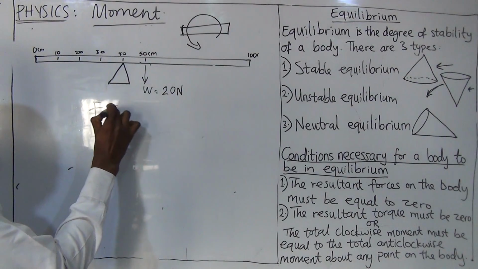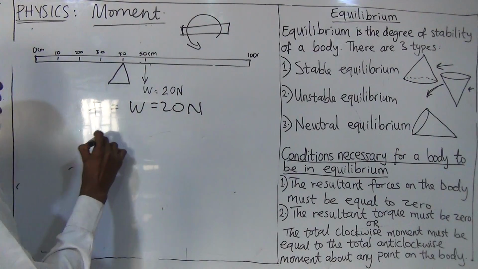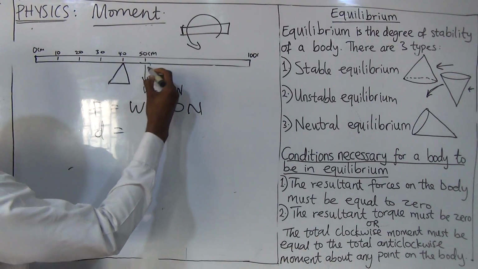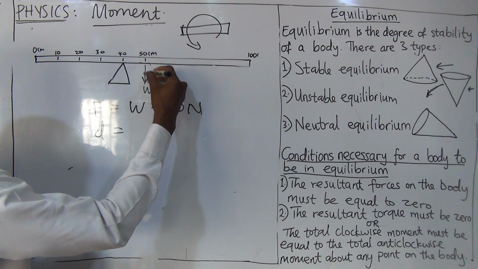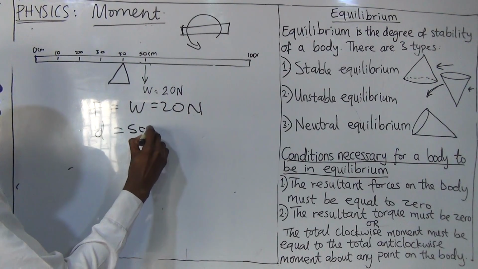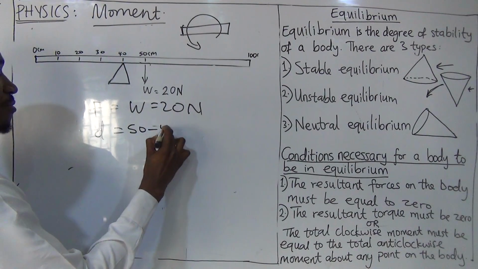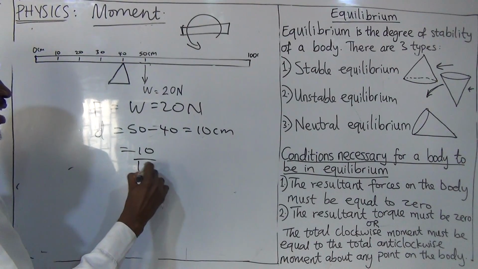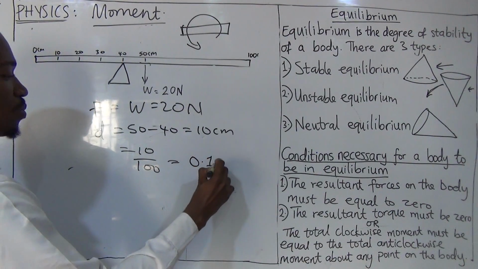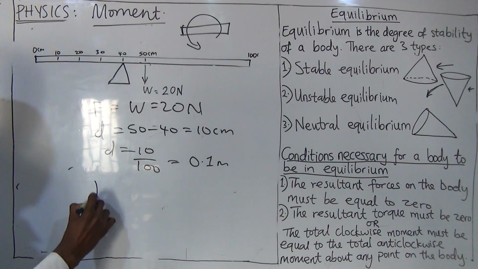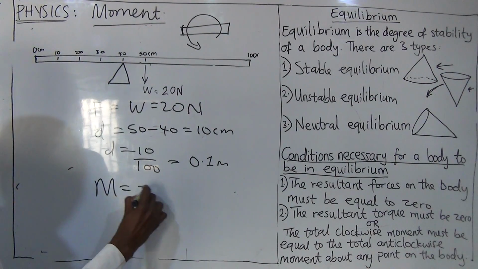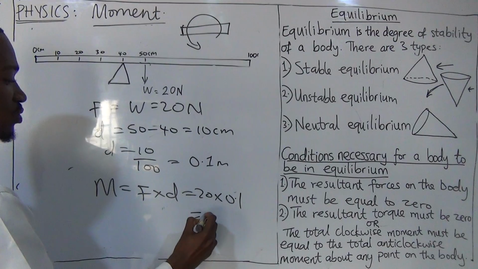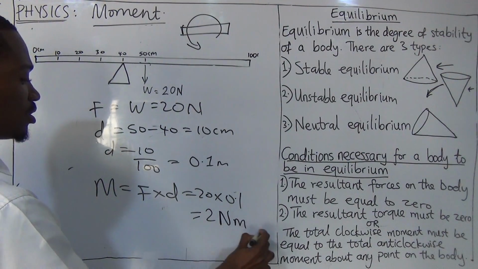The force is equal to the weight, which is 20 Newton. The distance is the difference between 50 and 40, the distance between the force and the pivot. So the distance is 50 minus 40, which is equal to 10 centimeters. We have to convert from centimeter to meter by dividing by 100. That means your distance is 0.1 meters. Hence, the resultant moment is force times the distance. The force is the weight, which is 20. The distance is 0.1 meter. 20 multiplied by 0.1 meter, we have 2 Newton meter.